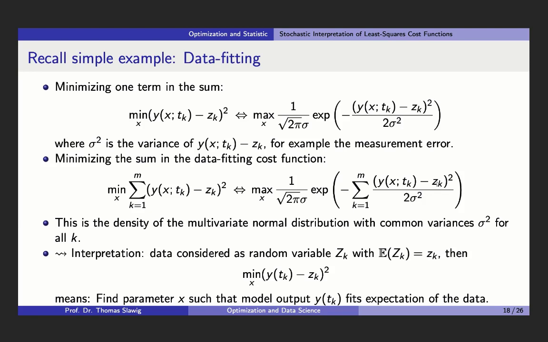If I assume that all my data, for example, or all differences have the same variance, then the interpretation is: the data is considered as a random variable with the expectation z_k, lowercase z_k, so find the parameter such that the model output fits the expectation of the data, and it's the maximum likelihood estimator.